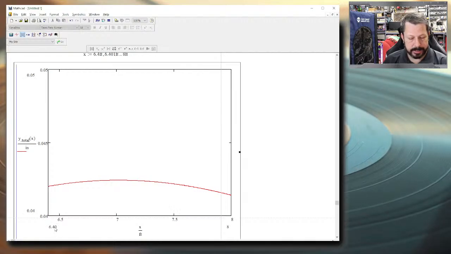This equation isn't even going to be good everywhere. Even though the distributed load equation is good for the whole length of the beam, the eccentric load is only good on the 6.4 to 14.4 part of the beam. So anything to the left of 6.4 feet is not accurate when I add these two together.